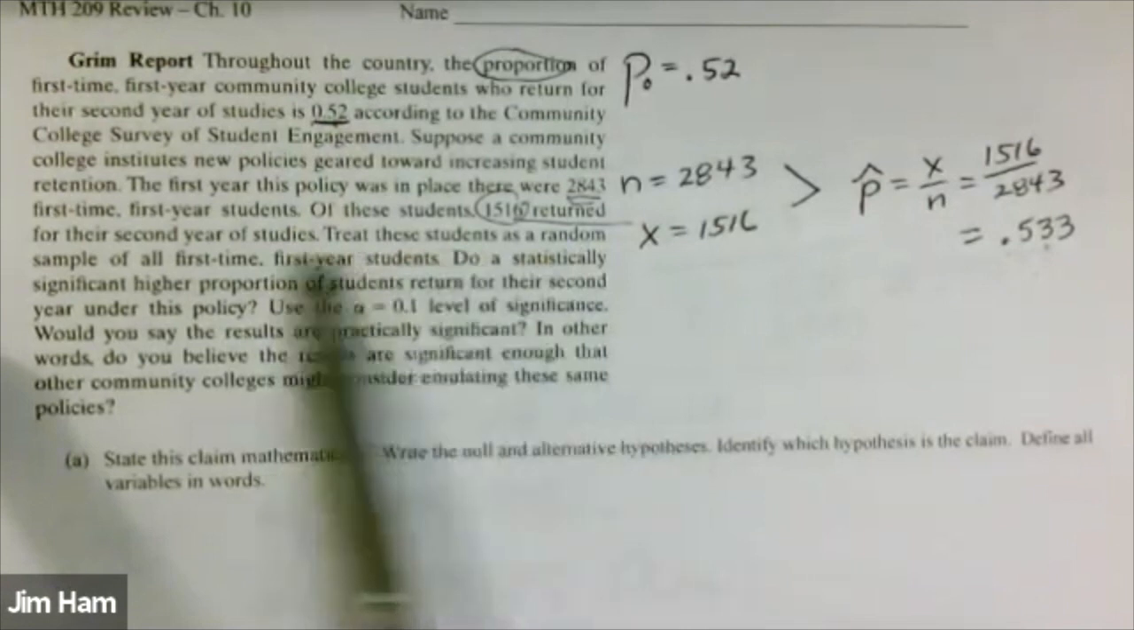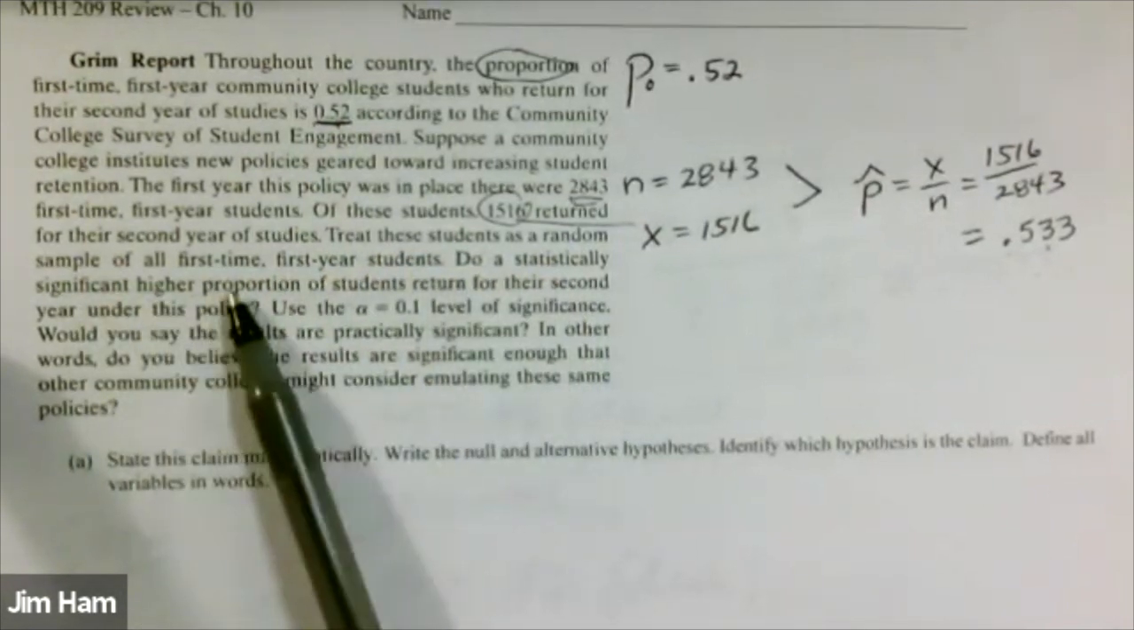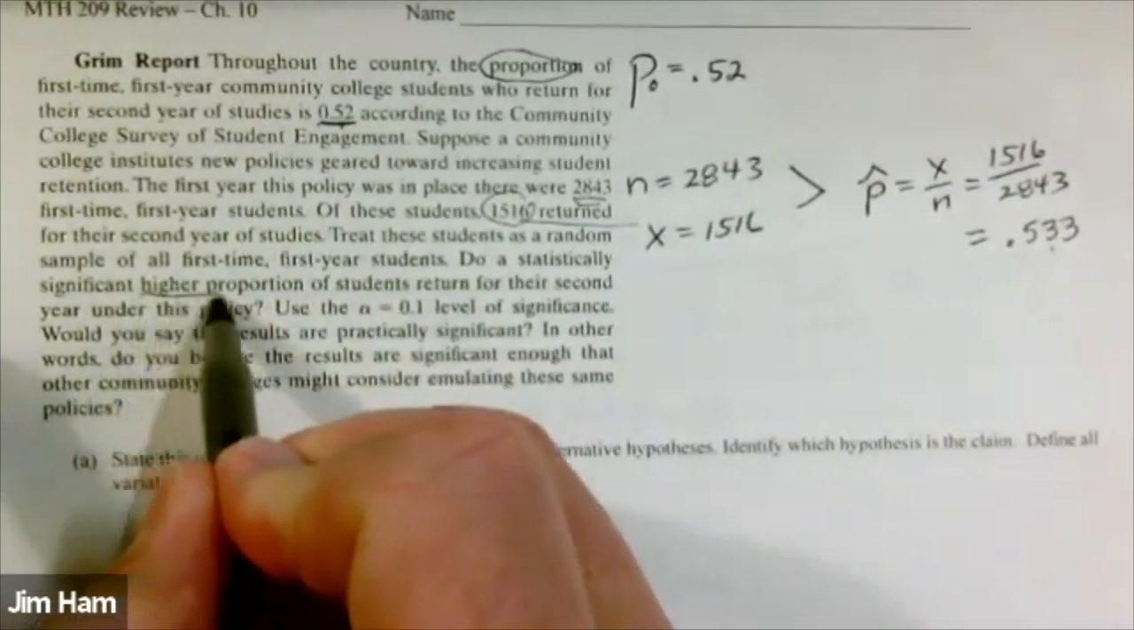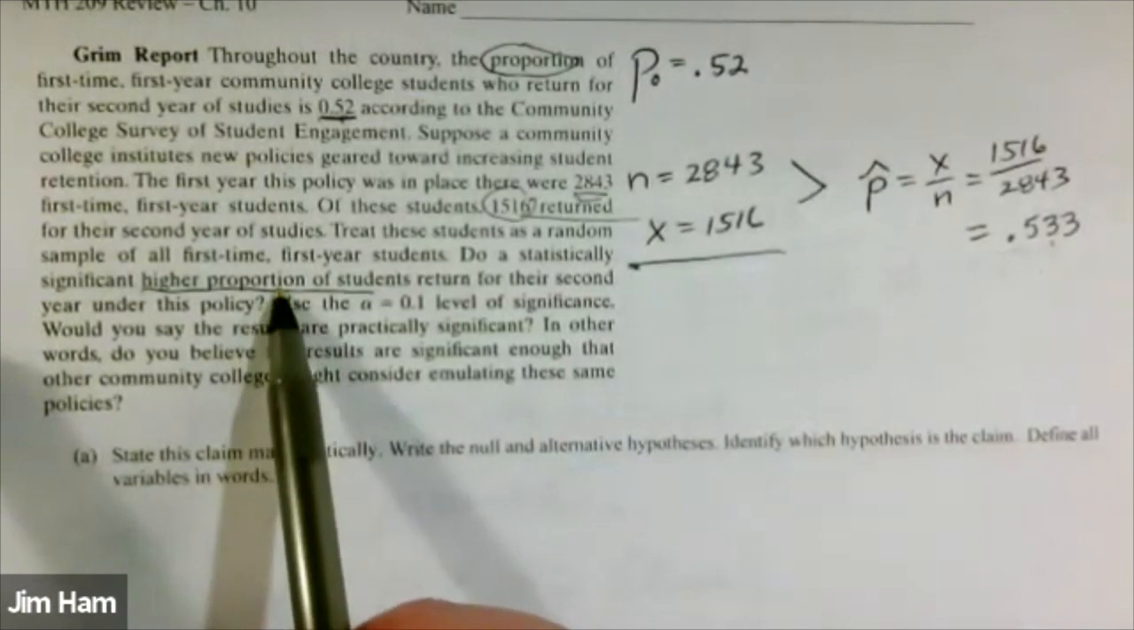All right, treat these students as a random sample of all first-year students. Do a statistically significant higher proportion of students... Okay, so here, hidden in here is the claim. And they ask a question, do a statistically significant higher proportion of students return for their second year under this policy after these changes were made at this community college? So their indication is higher.